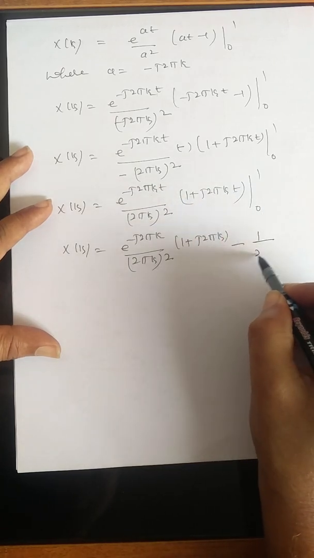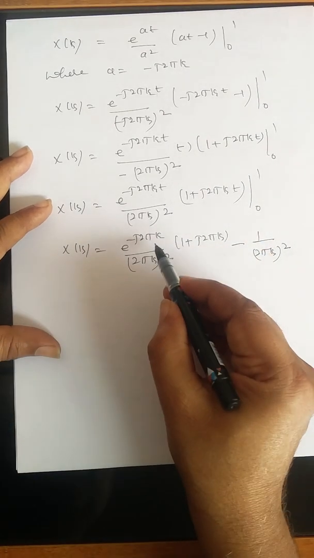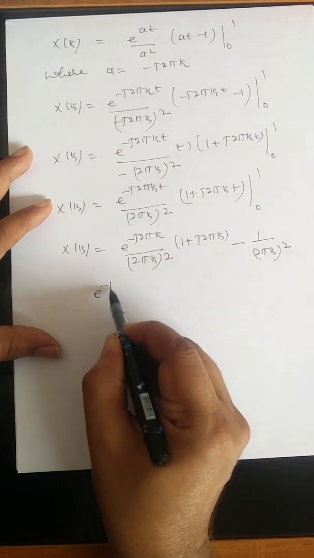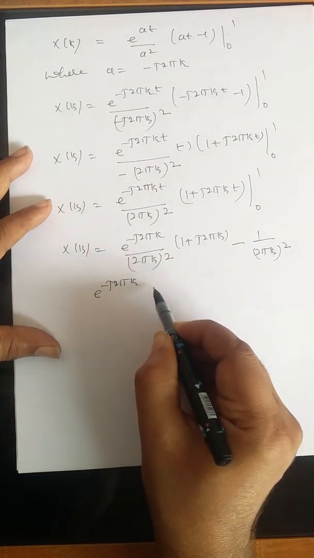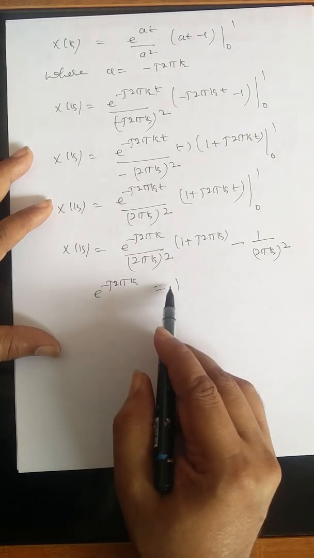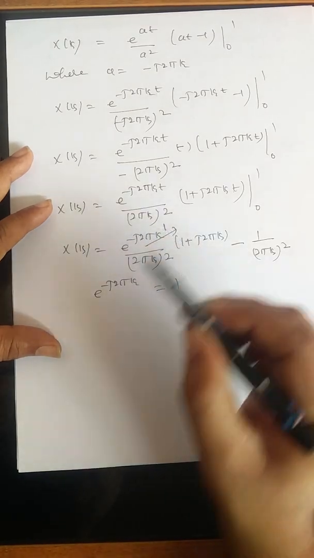1 divided by 2 pi k its whole square. What is e to the power of minus j 2 pi k? For any value of k, its value is 1. E to the power of j 2 pi k value is 1. That is cos 2 pi k minus j sin 2 pi k. For any value of k, this part will become 1.